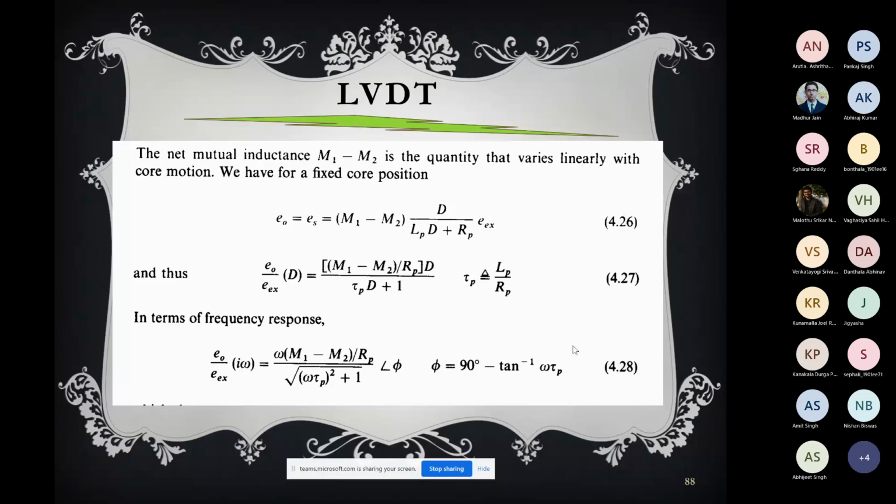So from there, the rise will stop. It will go parallel to the x-axis. So basically, it will act as a high pass filter, because in the lower frequency it is attenuating, and phi will be 90 degree minus tan inverse omega tau p. Okay. So let's see if you have any query at this moment.